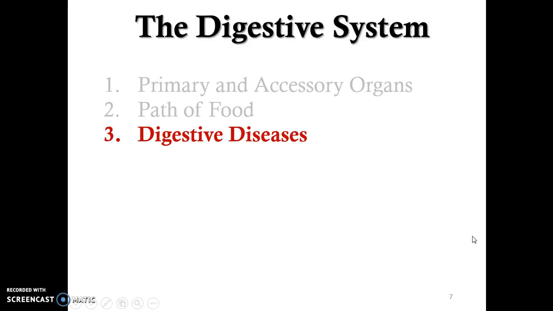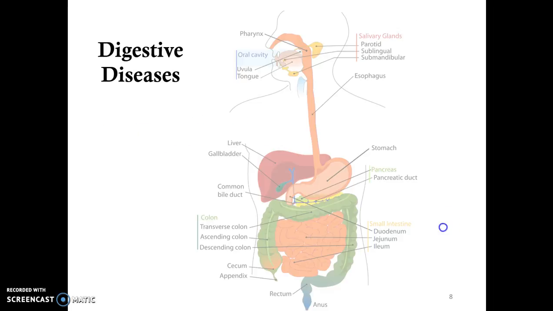The last thing we're going to talk about are some of these digestive diseases. What could go wrong with our digestive system? Well, there are many diseases that we could talk about that can occur at any point in this GI tract, as well as could affect accessory organs. I'm just going to mention 6 common diseases, and we're going to talk about which organs they primarily affect. You're going to do some digging into the details of these diseases later in class.